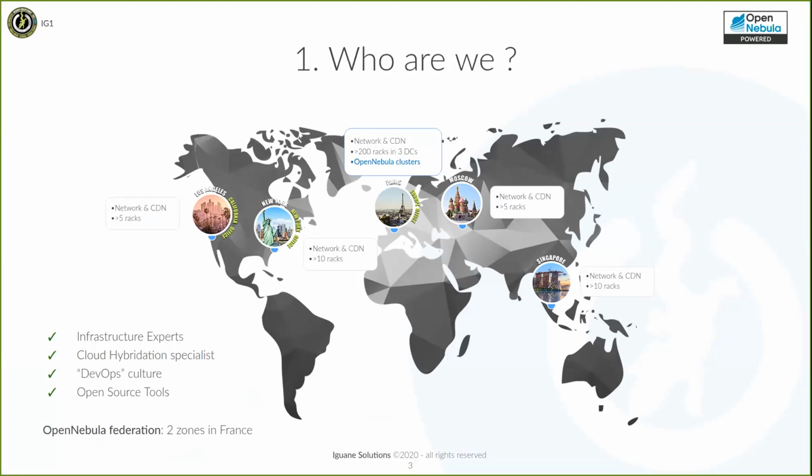We are infrastructure experts, specialists of cloud hybridization. Cloud hybridization means for us private and public cloud, and also dedicated infrastructure and virtualization. We have a DevOps culture, and all our internal tools are based on open source. So that's why we chose OpenNebula to manage our virtualization infrastructure.